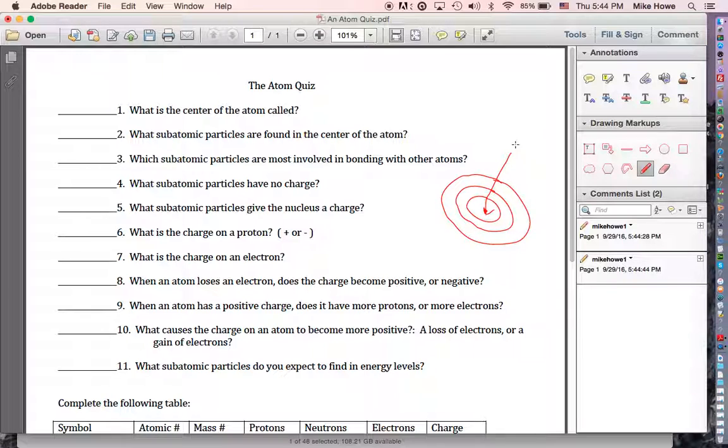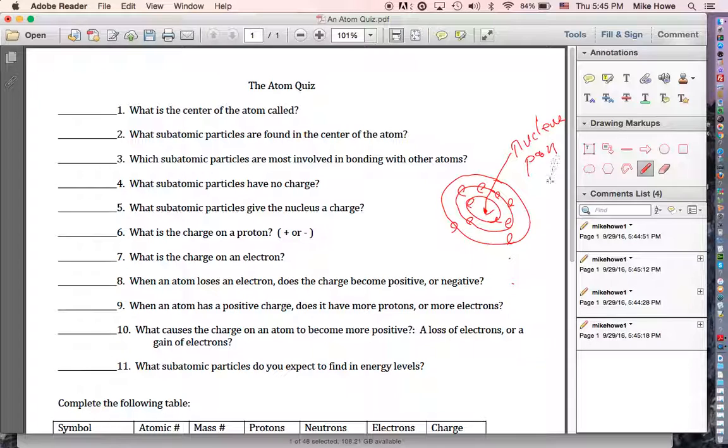So the center is the nucleus. And it contains protons and neutrons together. And out here in the rings are the electrons. And once again, they're not really rings, they're really called energy levels. So we'll put electrons out here in the energy levels. Outside of the nucleus contains the protons and the neutrons.